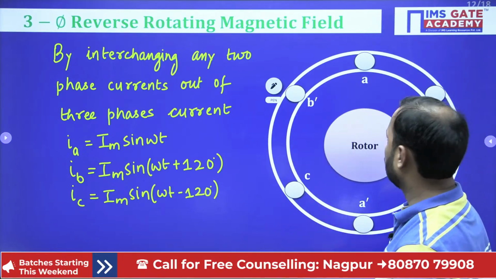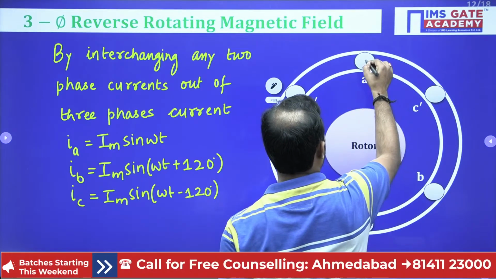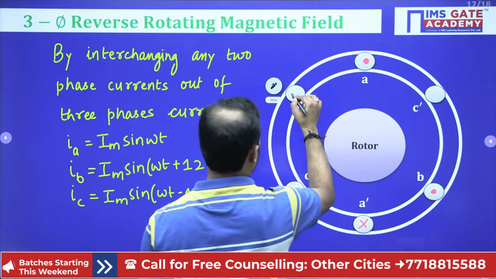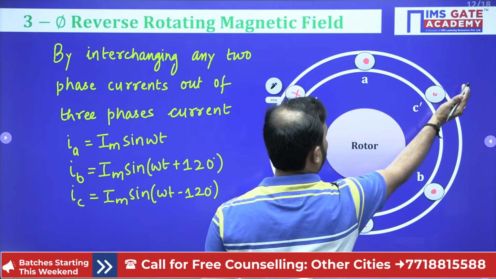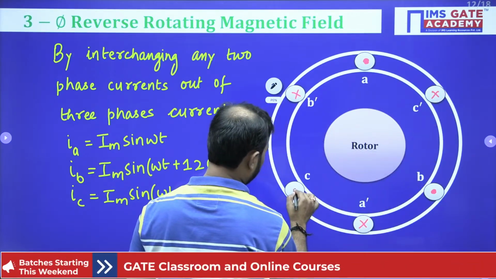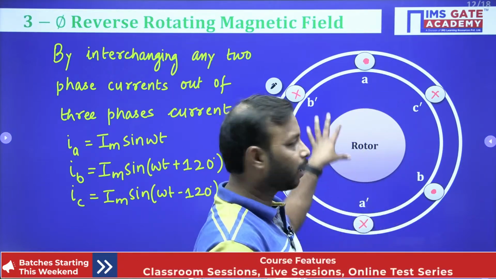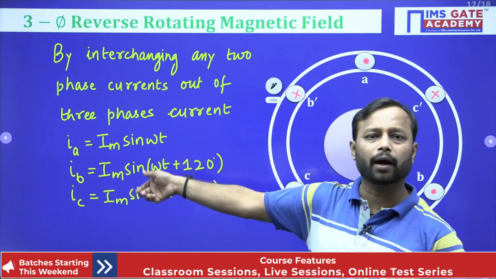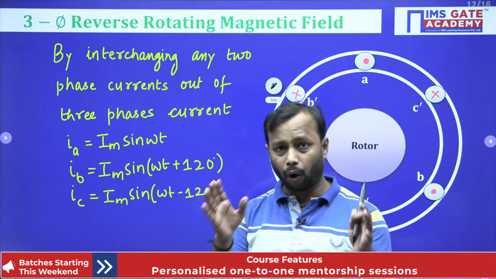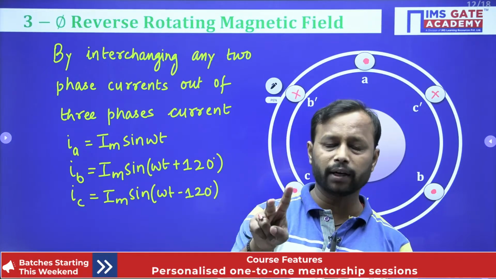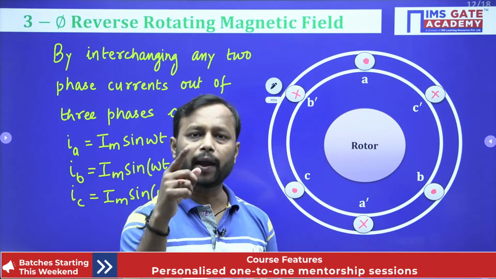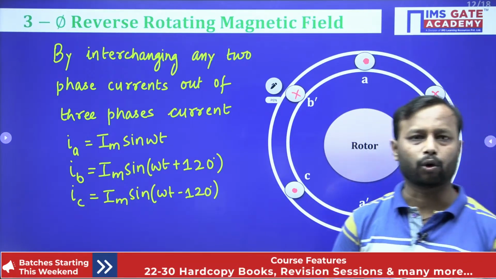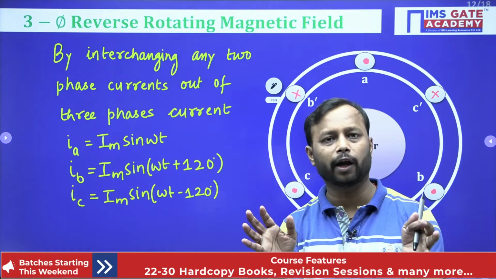Let us verify. The sign convention that we had taken: dot, cross here, dot, cross here, dot, cross and dot. Again, the phase displacement among all the windings is 120 degree, and the phase displacement among the currents is again 120 degree. These two conditions have to be satisfied, otherwise if any one of these two is violated, then the rotating magnetic field is not going to be possible. Am I clear? Any doubt in this? Please do let me know.